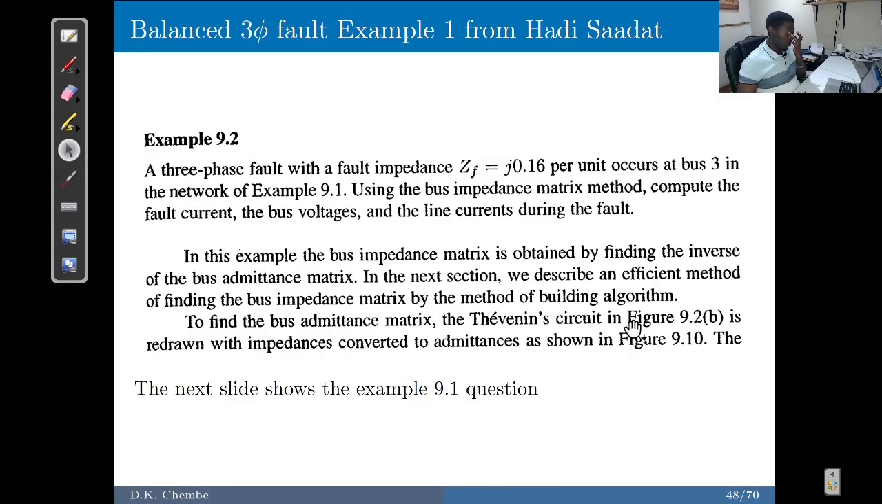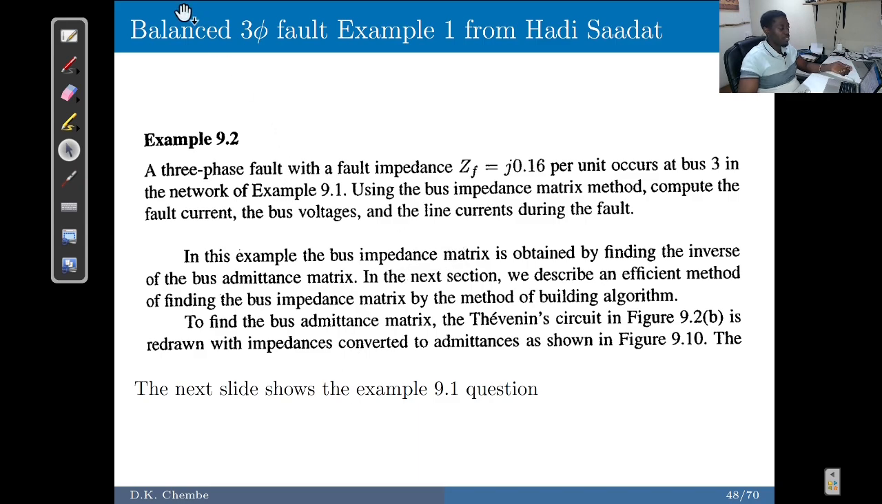Okay, so let's look at an example. This example is coming from the book by Hadi Saadat, example 9.2. The question says a 3-phase fault with a fault impedance ZF equal to j0.16 per unit occurs at bus 3 in the network of example 9.1. I'll show you example 9.1 so that you can have an idea of what we're talking about. Using the bus impedance matrix method, compute the fault current, the bus voltages, and the line currents during the fault.